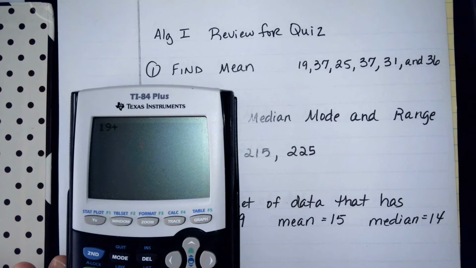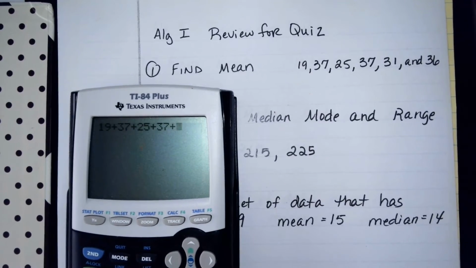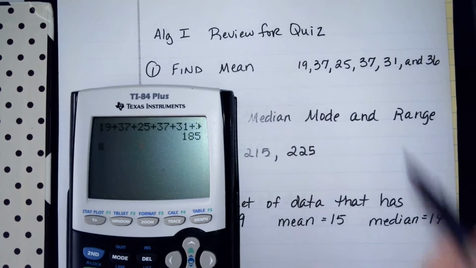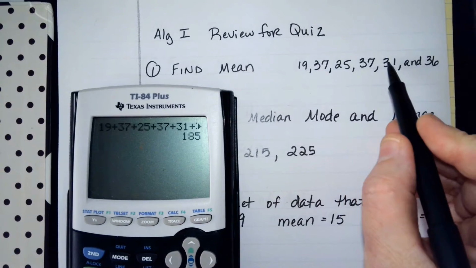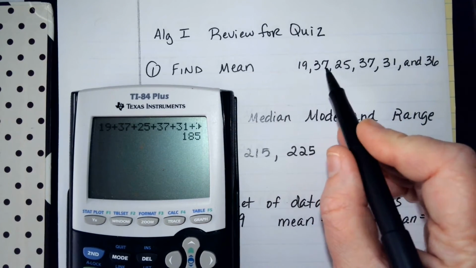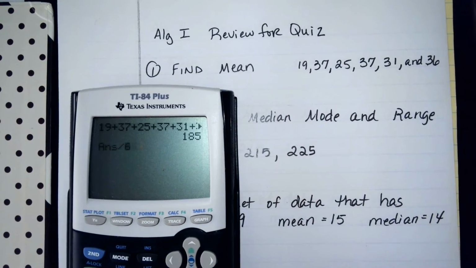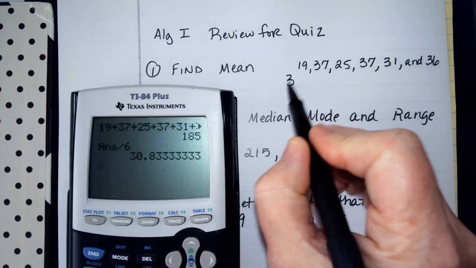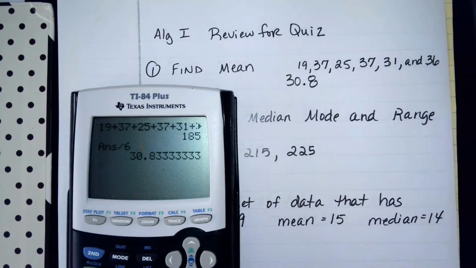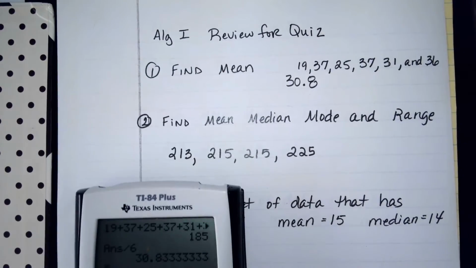We're going to find the mean by adding these together. And there were 1, 2, 3, 4, 5, 6 numbers, right? 1, 2, 3, 4, 5, 6. My mean is going to be 30.8. Add them up, take the total, divide by 6.